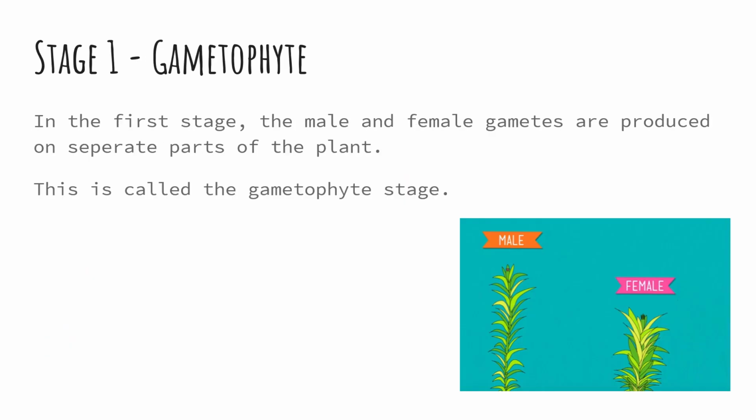In the first stage, the male and female gametes are produced on separate parts of the plant. So like I said, you have one stalk producing the male gamete, the other stalk producing the female gamete. The male gamete would be producing sperm, and then the female gamete would be producing egg. So this is called the gametophyte stage. Again, that word gamete is actually in the name, and that should remind you that the gametophyte stage is where the gametes are being formed. The male sex cells and the female sex cells are being produced.